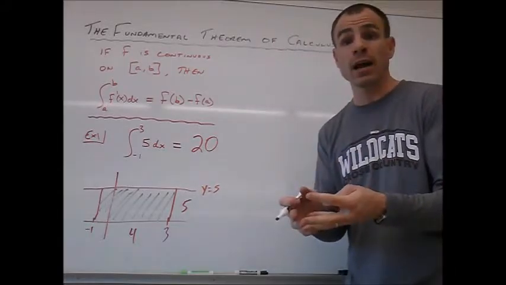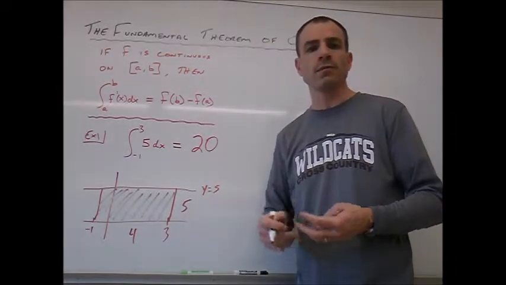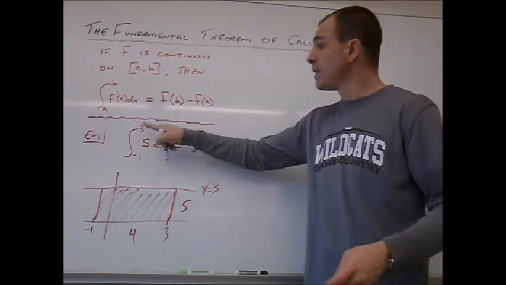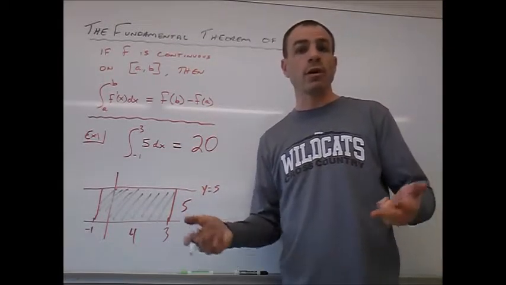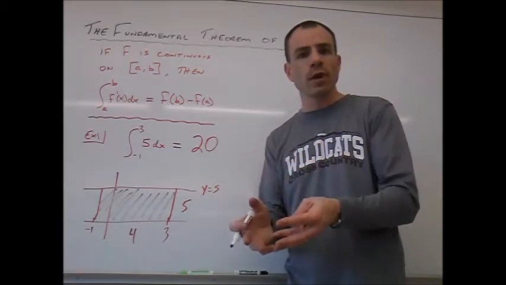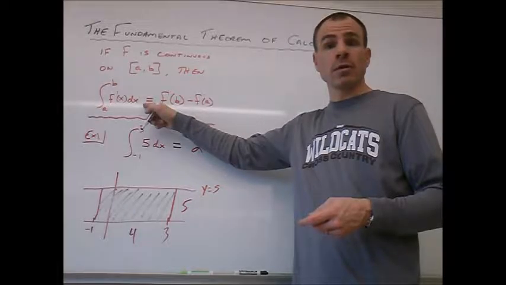Okay, and you could figure that out already based off of your knowledge from geometry, based off of what we talked about doing the integrand, 5, times the range. 3 minus -1 is 4. 5 times 4 gives us 20. Okay, now let's solve this a separate way. Let's solve this using our fundamental theorem of calculus.